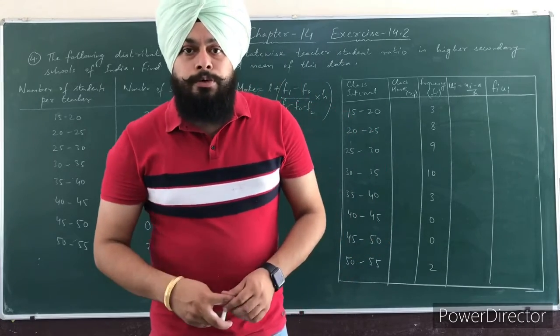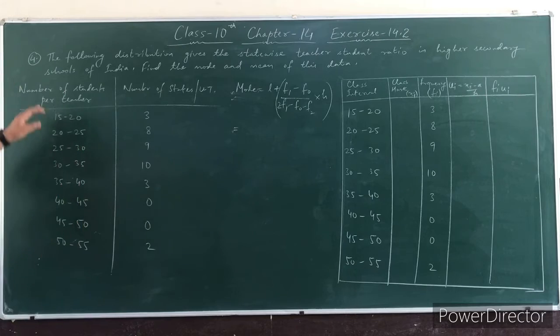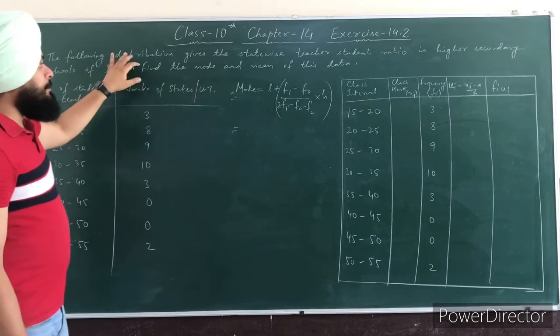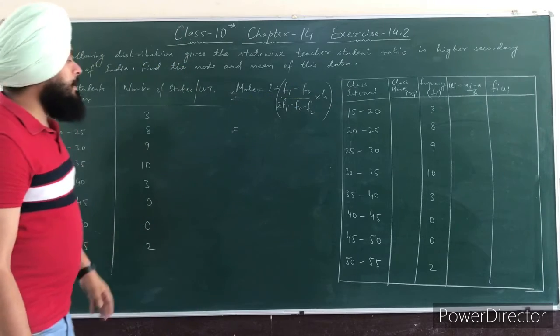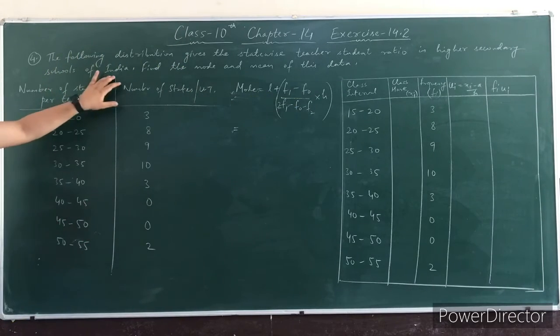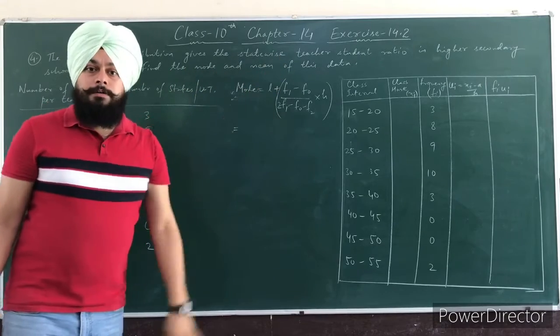So next we will do question number 4 of your exercise 14.2. The question is, the following distribution gives the state-wise teacher-student ratio in higher secondary schools of India. Find the mode and mean of this data.